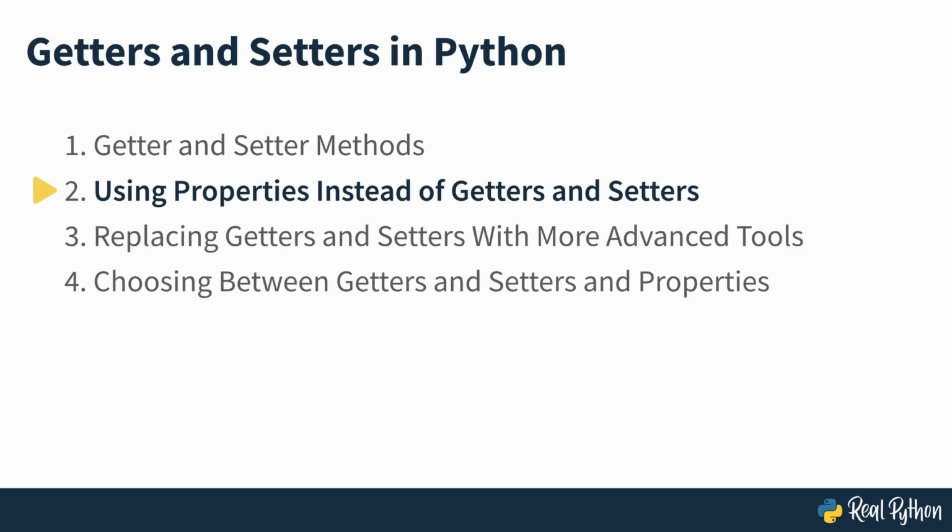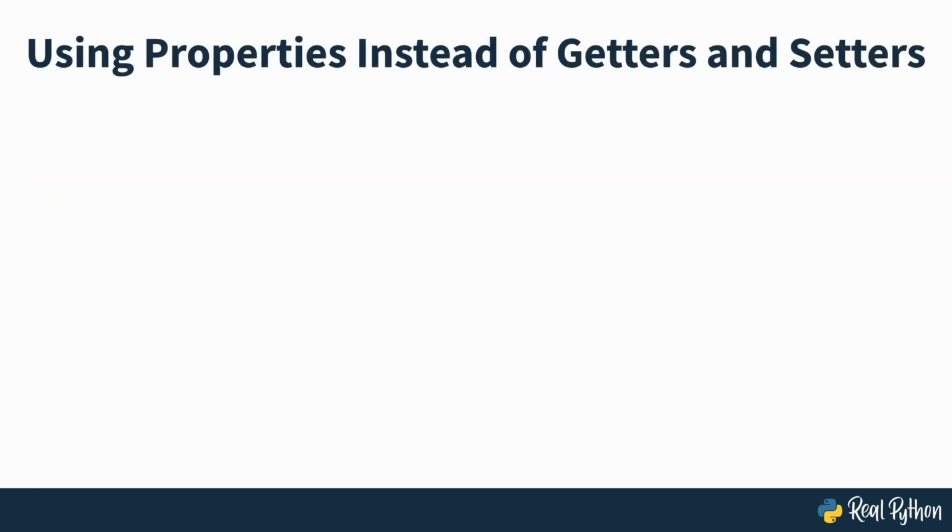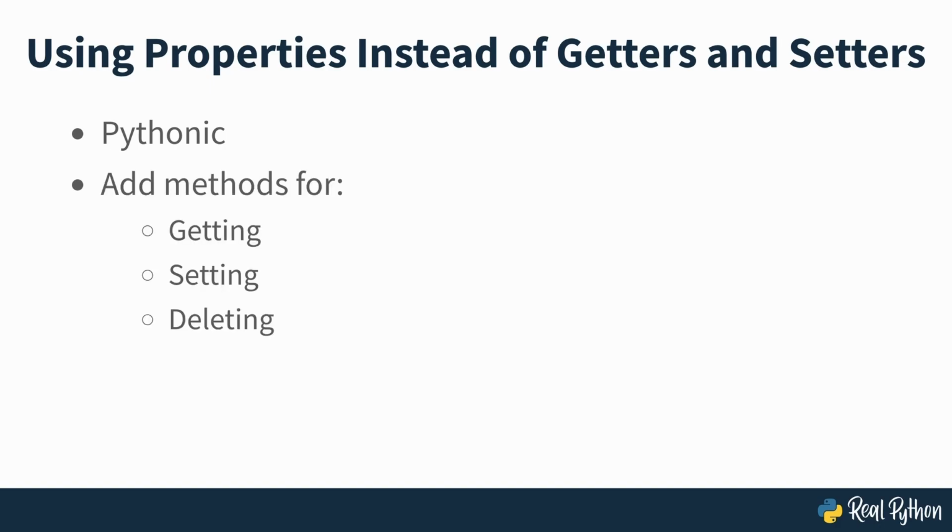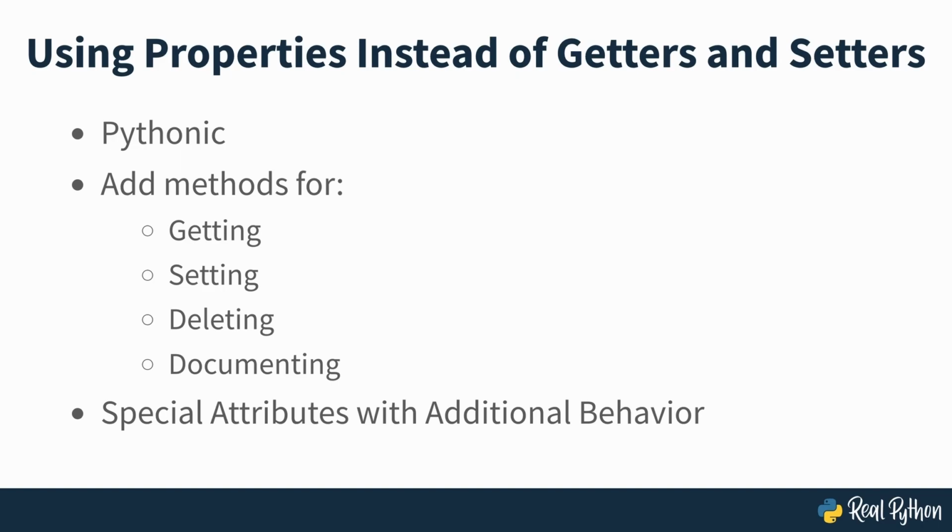Using properties instead of getters and setters. The Pythonic way to attach behavior to an attribute is to turn the attribute itself into a property. Properties pack together methods for getting, setting, deleting, and documenting the underlying data. Therefore, properties are special attributes with additional behavior.